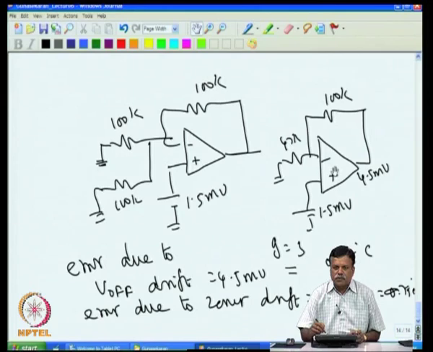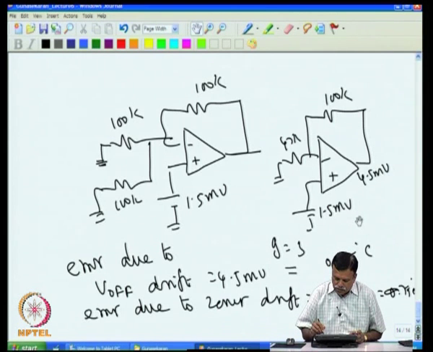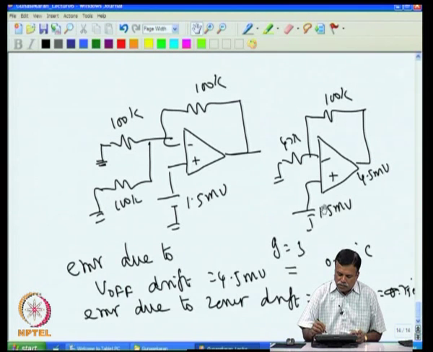For example, if instead of 741, I take 714, then the offset voltage drift is only 0.5 microvolt per degree C. Then 0.5 microvolt per degree into 100 will give me about 50 microvolt change, and that will be very small compared to the 1.5 millivolt here. Correspondingly the output also will be only 50 microvolt into 3, which will give me 150 microvolt, then automatically the error comes down.